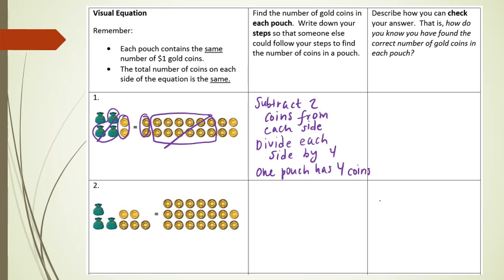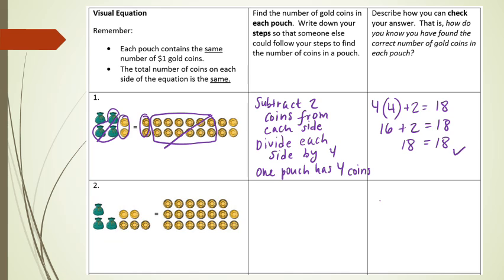Next, I'm going to do my check step. So I have 4 pouches, and each of those pouches I think contains 4 coins. So I can use this type of notation here to note that I have 4 groups of 4, plus 2 equals 18. So 4 times 4 will give me 16 plus 2, and 16 plus 2 makes 18. So 18 equals 18. That's my balance check.